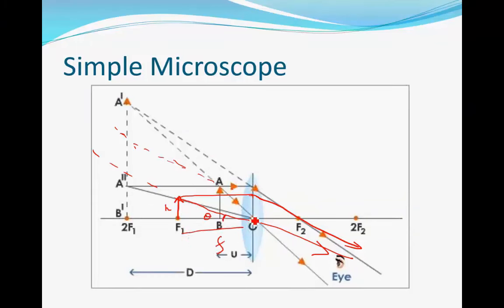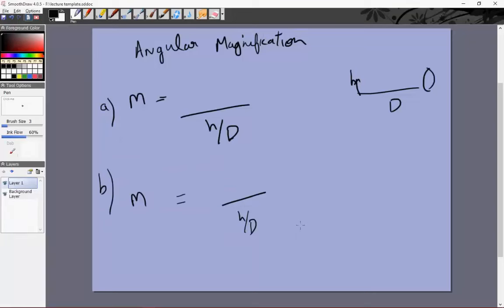So in the case of a simple microscope in which the image is formed at infinity, the angular magnification produced is h by f divided by h by d, or d by f. We can see that if f is less than d, then the angular magnification is greater than 1, which is what we would want. So for a simple magnifier, we would use a convex lens which has a focal length less than the least distance of distinct vision.